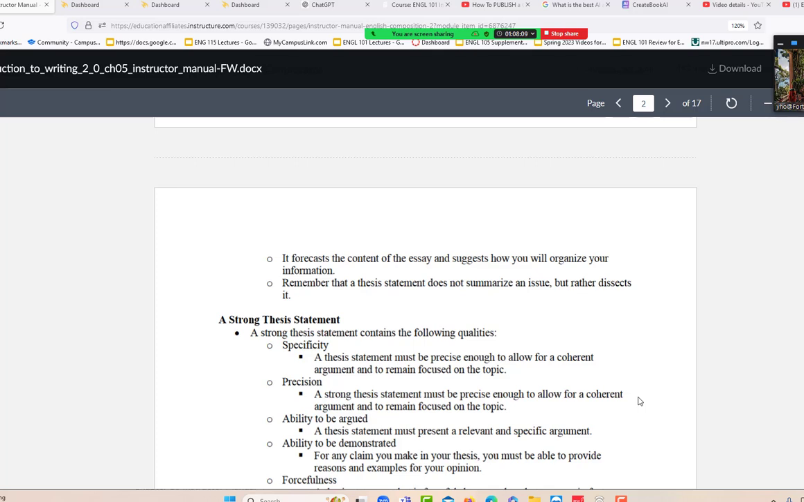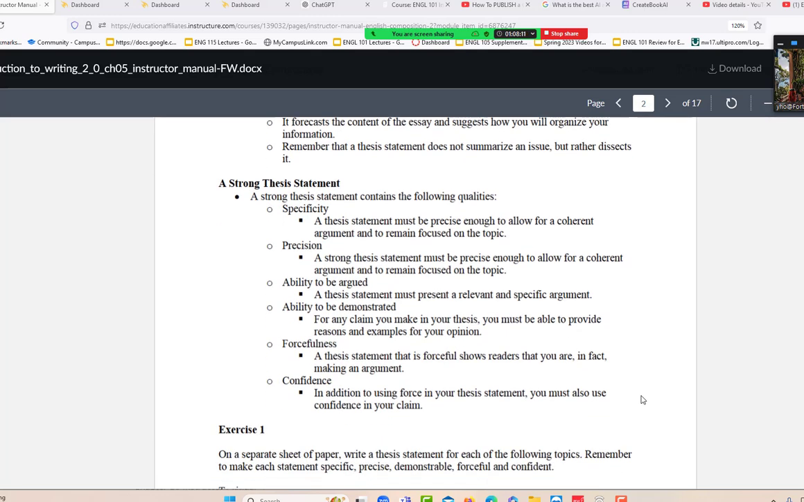A strong thesis contains the following qualities. Specificity. A thesis statement must be precise enough to allow for a coherent argument. It must be precise. It must have the ability to be argued. It must have the ability to be demonstrated and proven with evidence. It must have forcefulness. A thesis statement that is forceful shows readers that you are in fact making an argument.